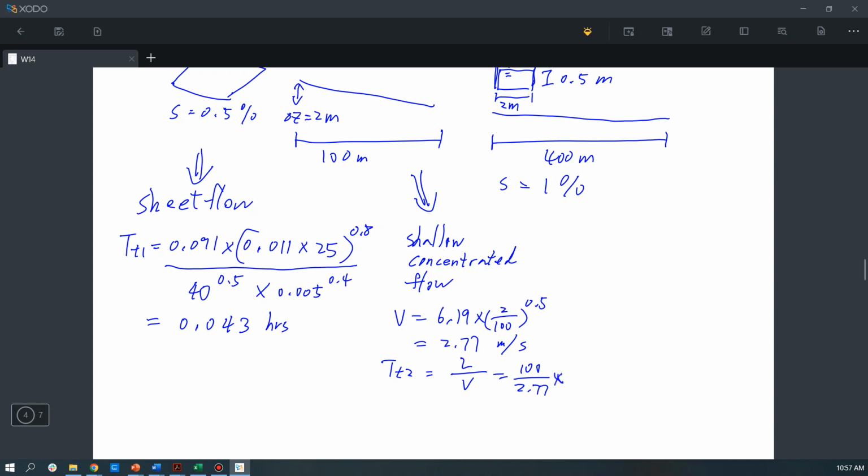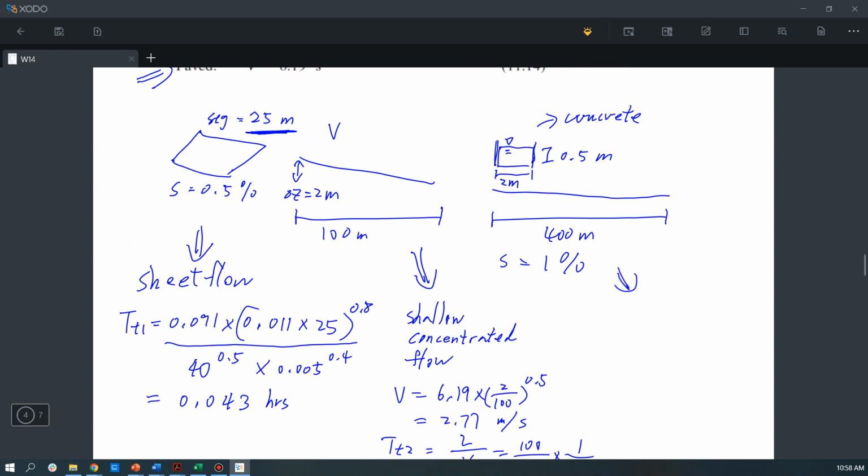And let's do one more conversion, because this calculation is in seconds, right? But we want to use the unit in hours, so we multiply by 1 over 3,600 to convert to hours, and this will give us the number 0.01 hours.